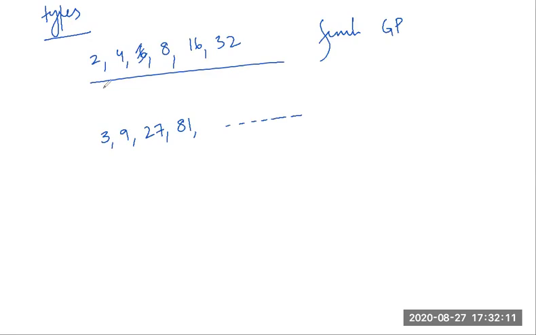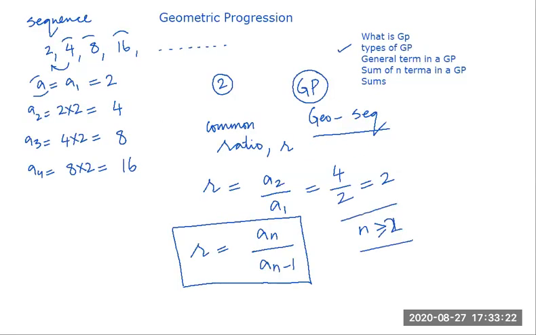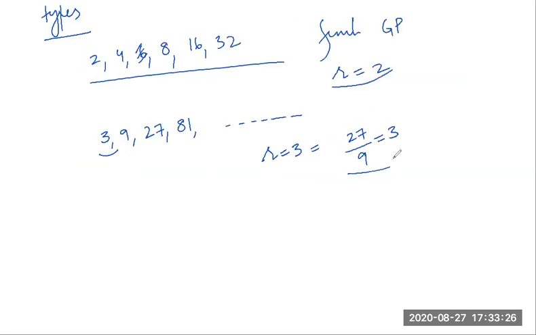We can very well now understand that common ratio in this case is 2 and common ratio in this case is 3. How we got it? Take any term, not the first term, let's say 27 divided by preceding term 9 is 3. So students, here r is 2 and here r is 3.